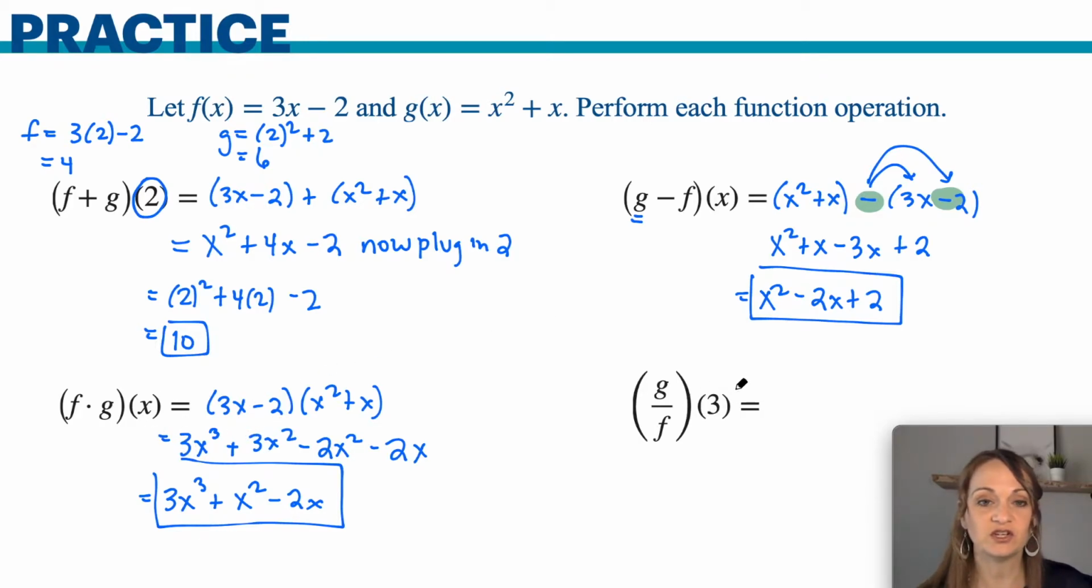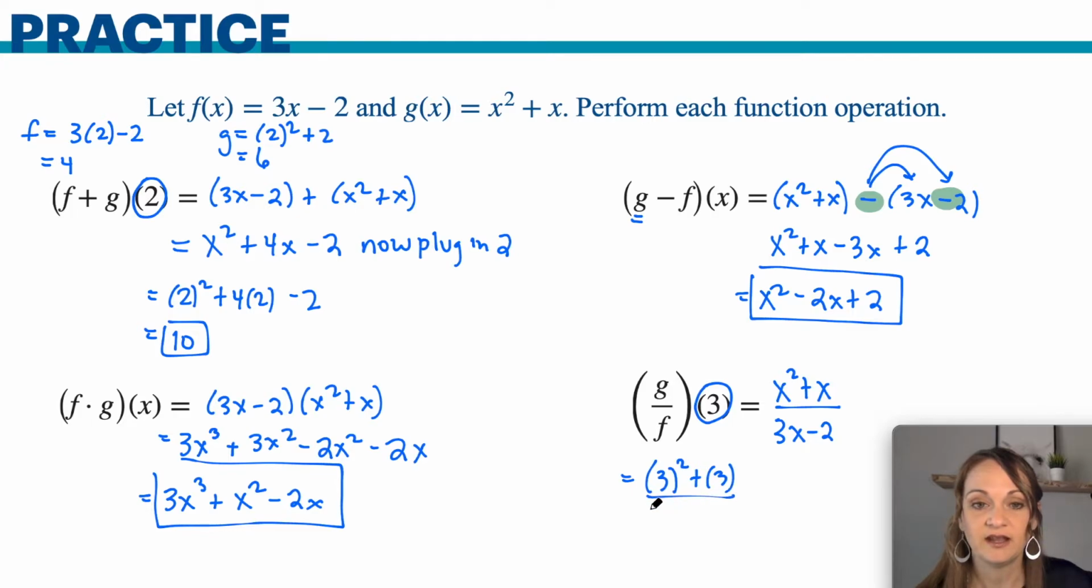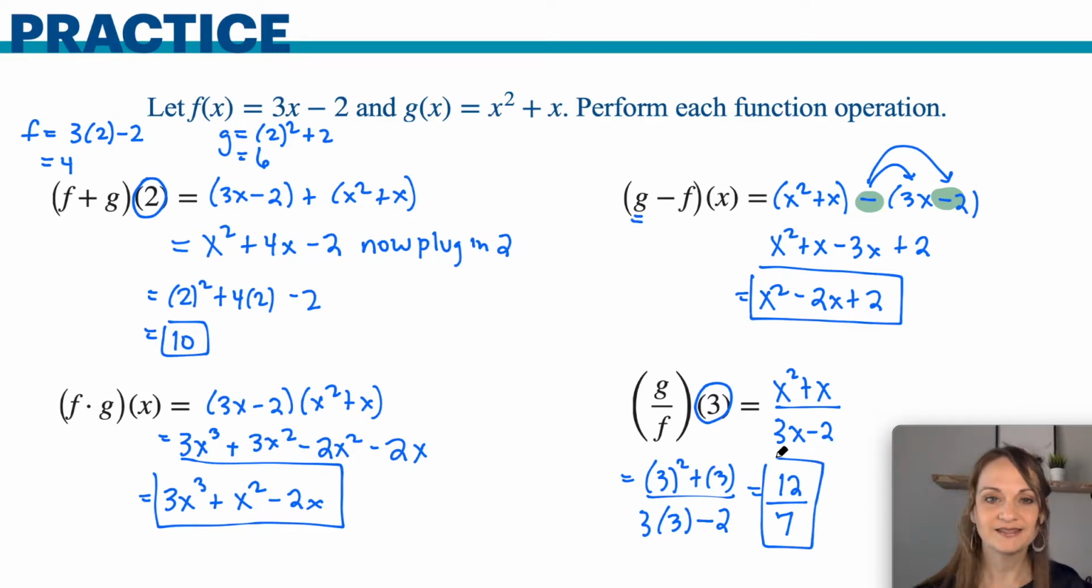In the case of division, again, they want you to plug in the number 3, so you could do one of two things. You can either divide them first, or you can plug in 3 first. It does not matter. They want the g to be first, so it would be x squared plus x on top, and on the bottom it would be 3x minus 2. Now I'm going to plug in 3. So I have 3 squared plus 3 divided by 3 times 3 minus 2. 3 squared is 9, 9 plus 3 is 12, 3 times 3 is 9, and 9 minus 2 is 7, so our answer would be 12 over 7.